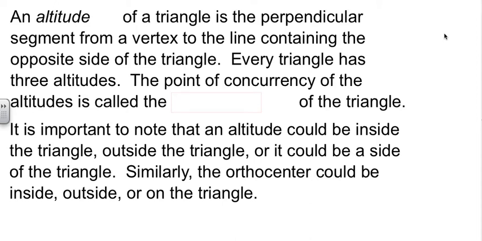Now there's another kind of segment we need to talk about called the altitude. Okay. The altitude is a perpendicular segment from the vertex to the line containing the opposite side, and we say that way for a reason. You have to go perpendicular to the opposite side, but that may not be possible inside the triangle. So sometimes you have to draw your altitude outside the triangle. Every triangle has 3 altitudes, and the point of concurrency is called the orthocenter.